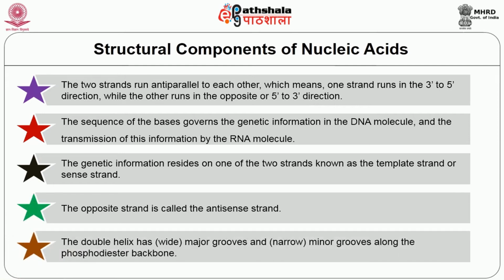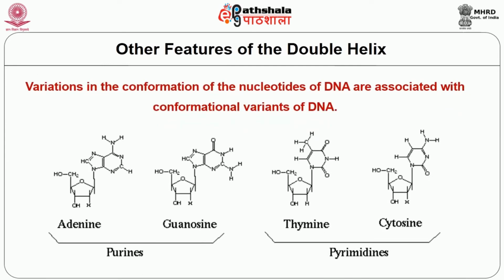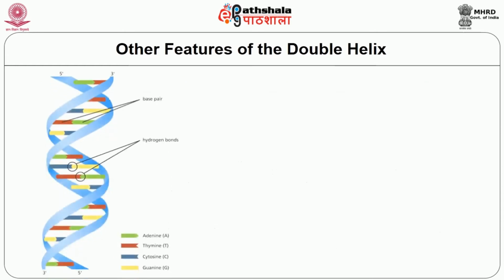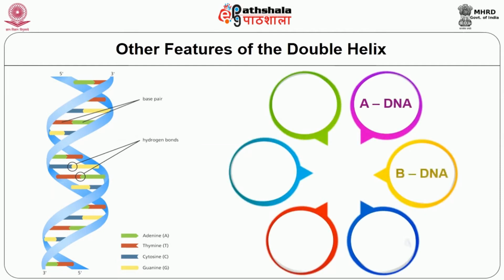The double helix has major grooves and minor grooves along the phosphodiester backbone. Now, let us consider the other features of the double helix. Variations in the conformation of nucleotides of DNA are associated with conformational variants of DNA. The double helical structure of DNA exists in at least 6 different forms, namely A to E and Z. Among these, the B, A and Z forms are the most important forms of DNA.